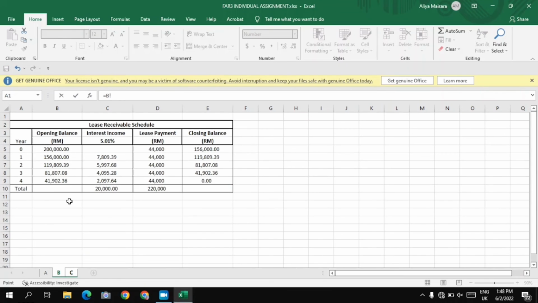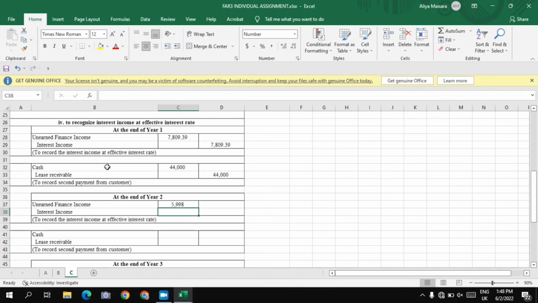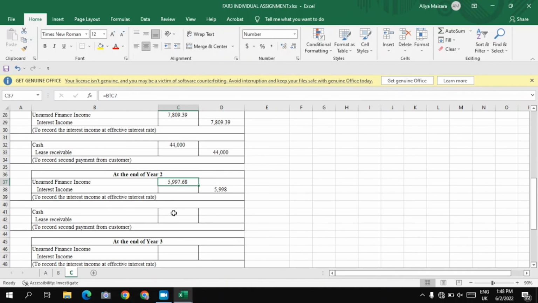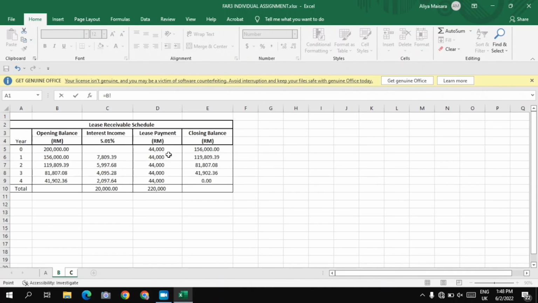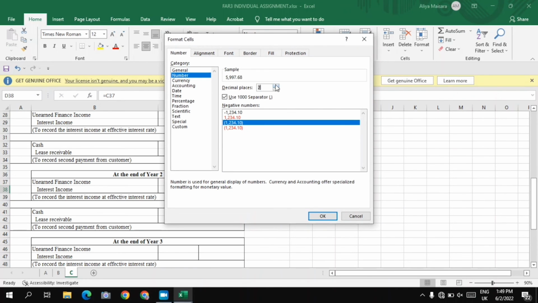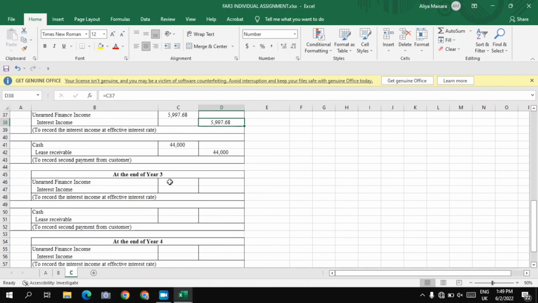The figure is taken from the lease receivable schedule from year 2 for the journal for year 2. And next, debit cash and credit lease receivable, also 44,000 ringgit each year. The same amount because that is the installment amount. At the end of year 3 and at the end of year 4 is the same, taken from the lease receivable schedule, debit unearned finance income and credit interest income.